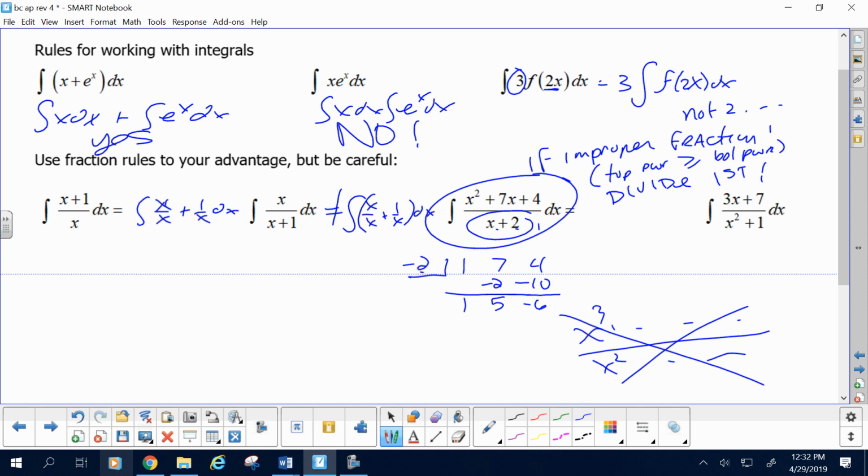What does that mean that this integral is equivalent to? I just divided x into x squared, so it's the degree of my answer: 1x plus 5 minus 6 over x plus 2. The goal being that after that, you can integrate it: 1/2 x squared plus 5x minus 6 log of the absolute value of x plus 2. And you're rolling. You good?